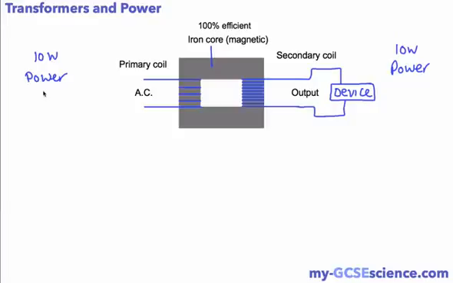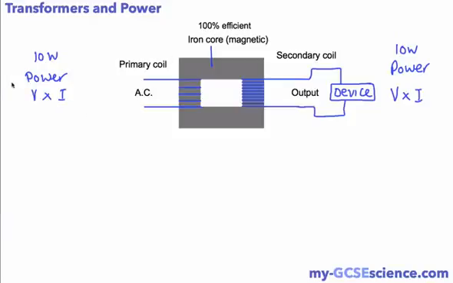There is a way we can work out power when we are dealing with electricity, and that is by multiplying the voltage, or the potential difference, times current. So the power over this side is 10 watts, and that will be the voltage times the current, and over here it will be the same. It will also be the voltage times the current. But we can have different values for voltage, or potential difference, and current on either side.